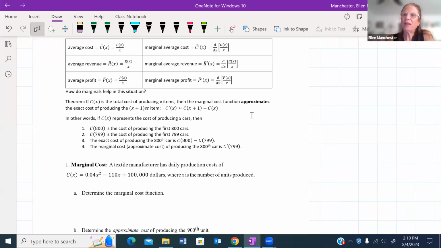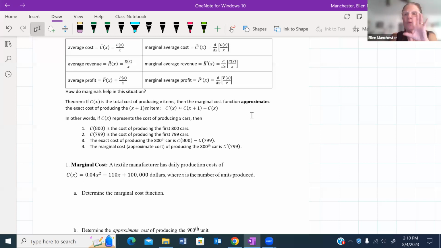Well, if I find the marginal cost of the 799th product, it gives me an approximation of what the exact cost is going to be. So remember when we were talking about limits and how we get close to a value? That's the same idea. If we're looking at a marginal cost, we're looking at how close can I get to the actual cost. How close can I get to it?